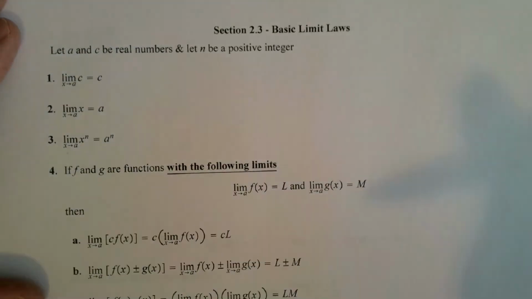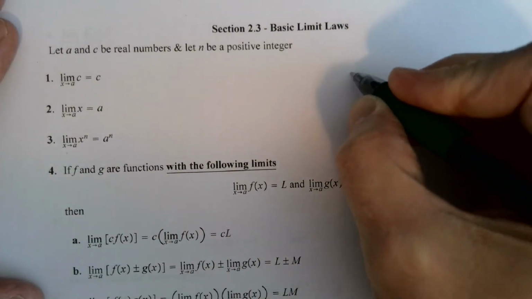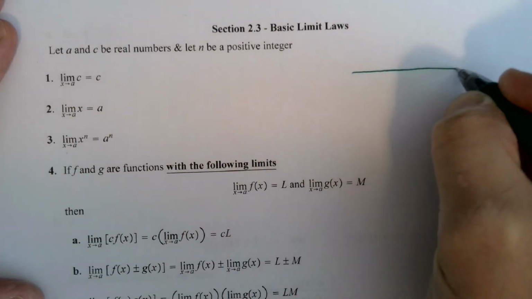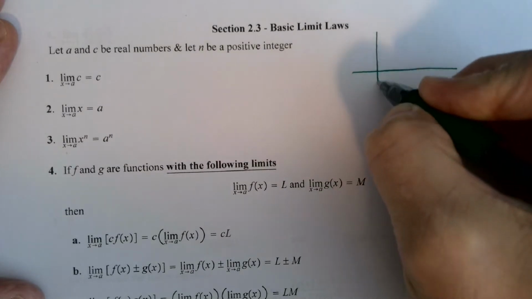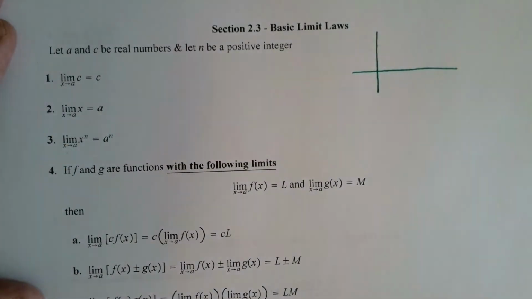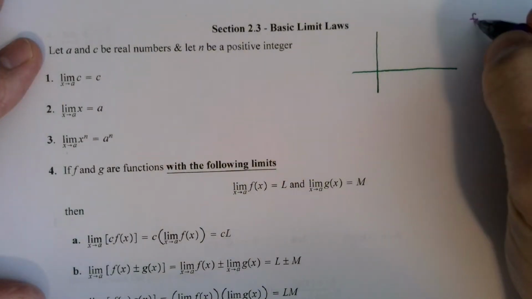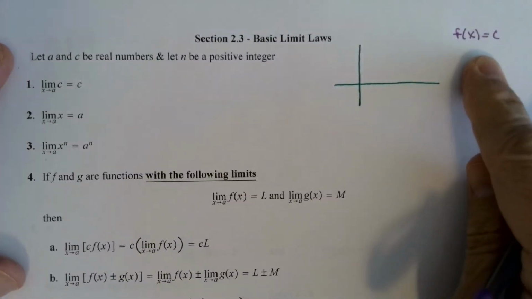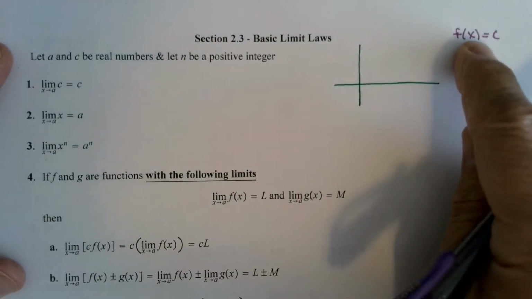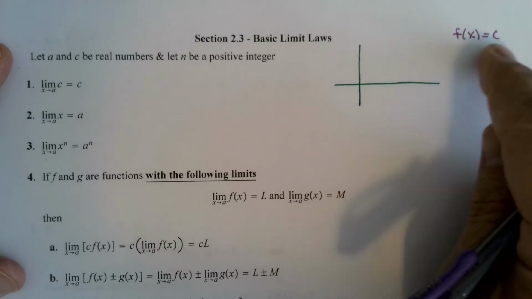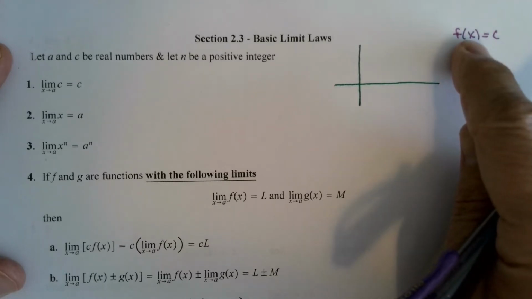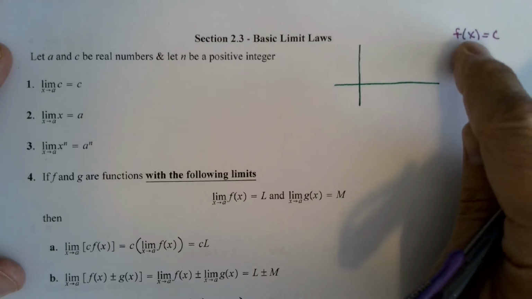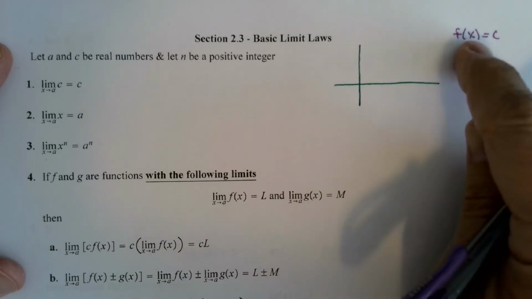Well, think about what that would look like graphically. We've talked about graphical situations. What is the graph of the function f of x equals c look like? For any input, what's the output? c. It doesn't matter what I put in. f of 1 is c. f of negative 3 is c. f of 2 is c. f of 0 is c. f of anything is c.